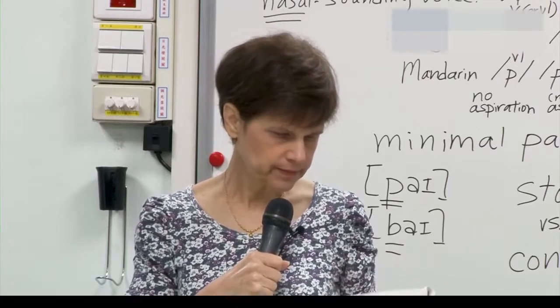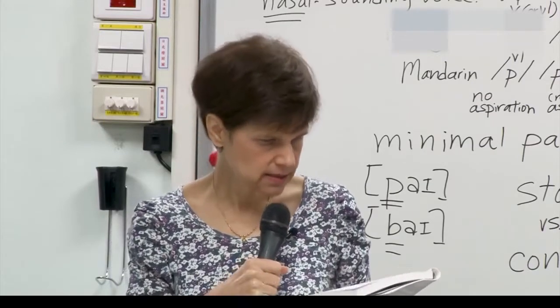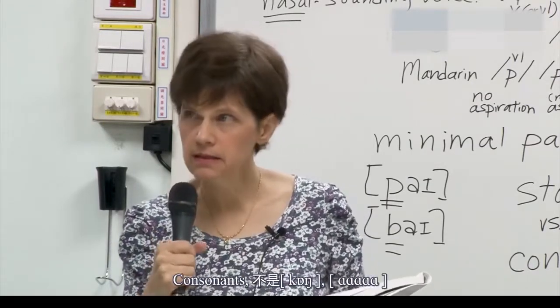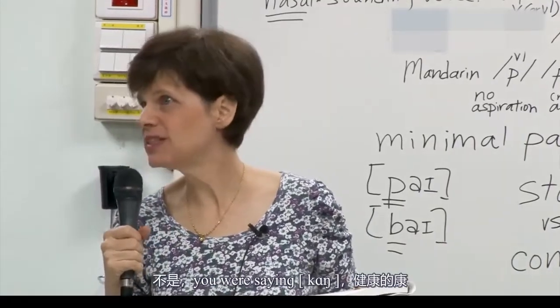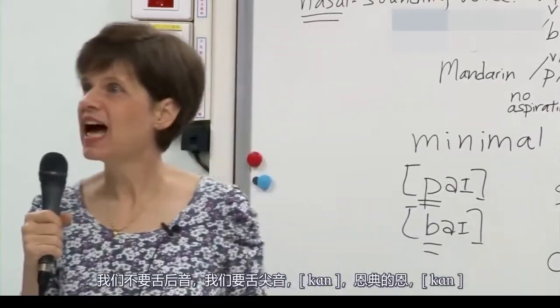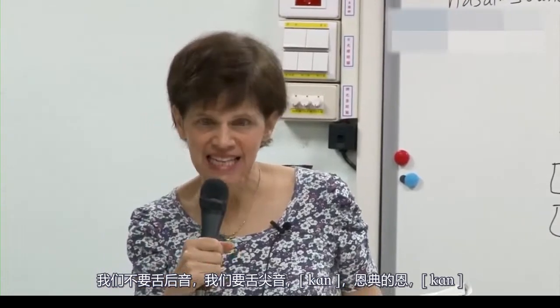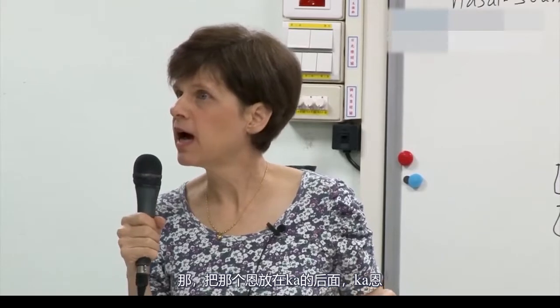All right, go on. The consonants in words... Consonants. 不是 con 啊 con 不是 you're saying 康健康的康，我们不要舌后音，我们要舌尖音 con n 点的 n. Con, no, you need to practice. Write it down, put it in your notes, we'll practice it later. n 点的 n. Say n 点. Okay, just you now. n 点 right. n 那把那个 n 放在 ka 的后面 ka n.